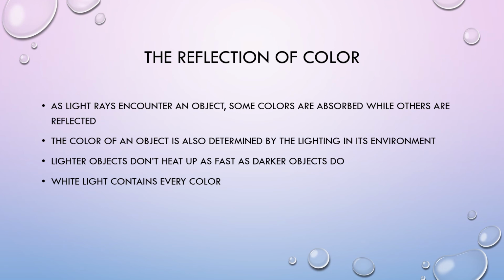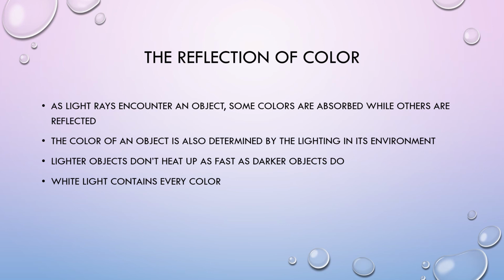The reflection of color. As light rays encounter an object from a light source such as the sun or a light bulb, some colors are absorbed and others are reflected. The true color of an object is what is reflected. The only way to know the true color of an object is to put it into sunlight or white light, because the color of an object can be determined by the lighting in its environment.